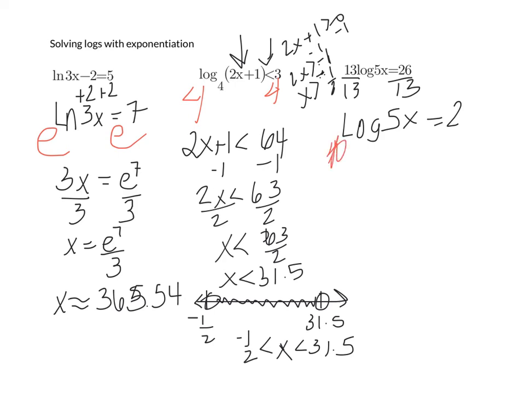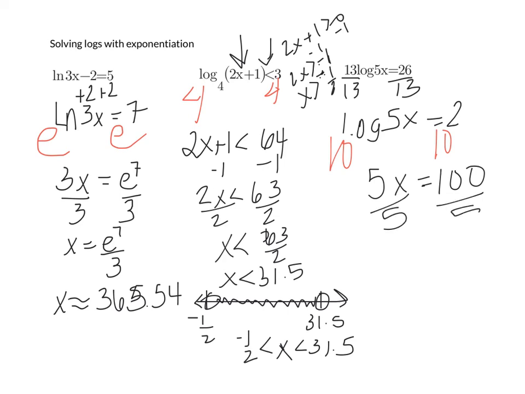So 10 to the log 5x, 10 squared. That becomes 5x equals 100 divided by 5. And x equals 20. Don't forget to just do a quick check to make sure that the answer you get works. When I plug in 20, it makes the log positive, so it works.